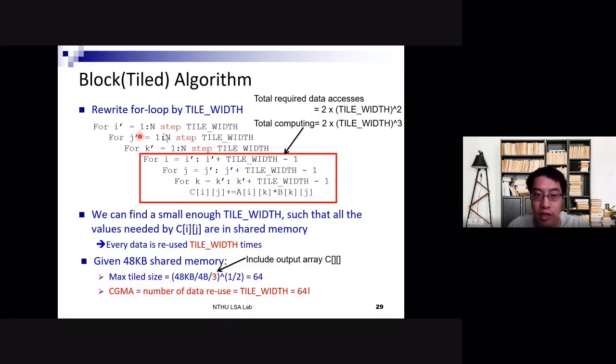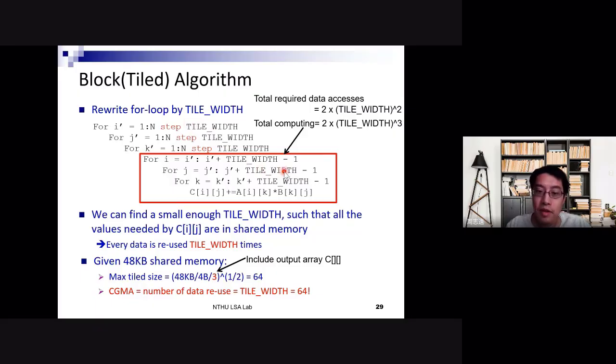So for I, originally it should be from I to N, right, with a step of 1. But now we change it to this smaller block. So for each I, we only need to iterate from I plum to I plum plus tile width minus 1, right? The smaller block. And so the number of blocks is the size of N divided by tile width, which means the outer loop will have a step of tile width. Okay, so at the end, we just simply rewrite the code.